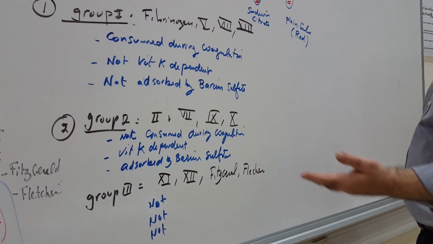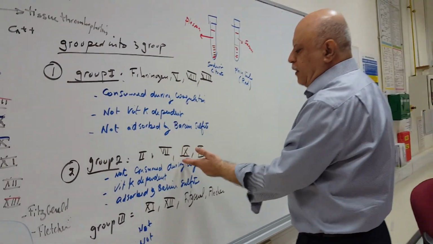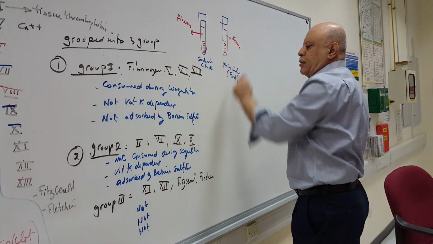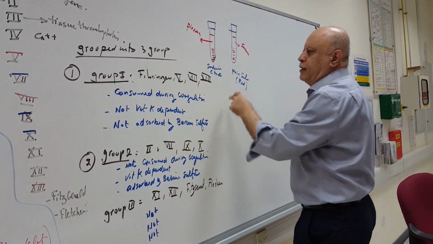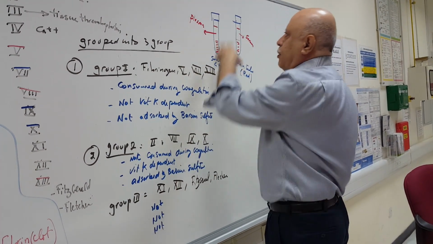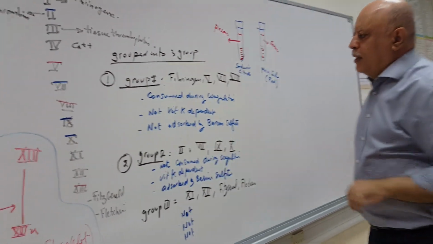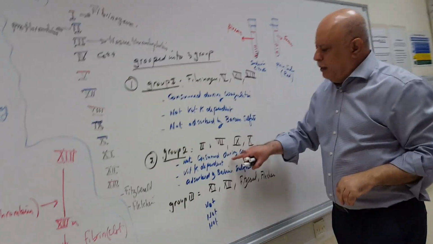Now, if you really need this factor or this factor or this factor, you can use serum because they still have it. But if you need this factor and this factor, you can use plasma. This is different. Now, vitamin K dependent, which is very important.